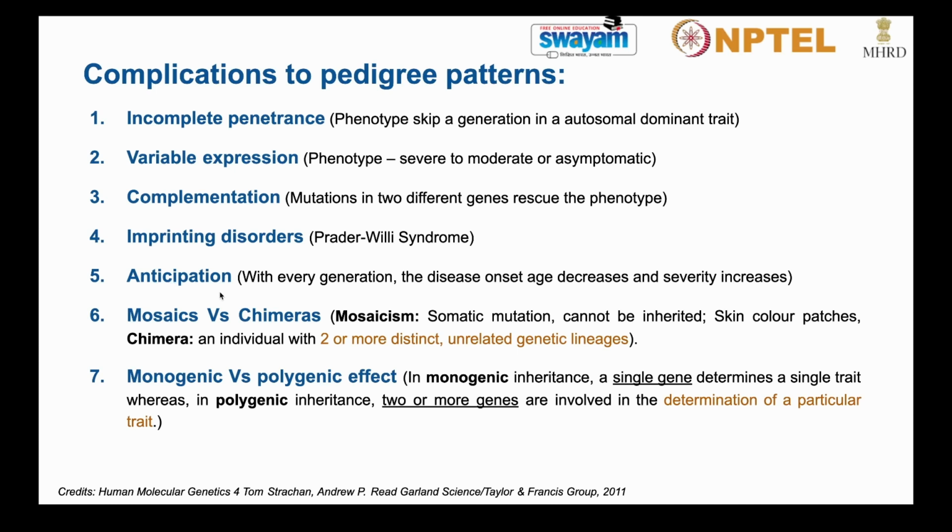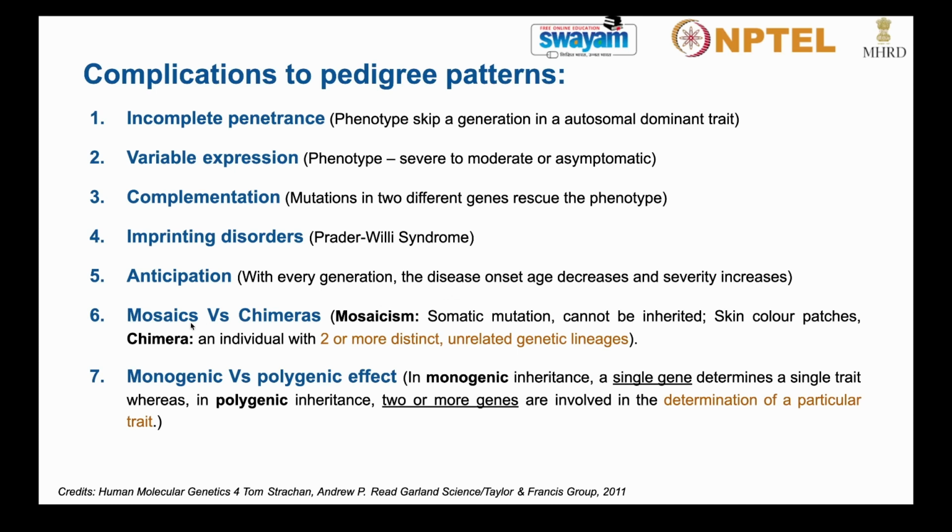Then comes anticipation. Anticipation means with every generation, the disease onset age decreases and the severity increases. In anticipation, you can consider an example where repeats are present. With each generation, the number of repeats is also increasing, due to which the disease in the next generation will start early and will be more severe as compared to its predecessors.